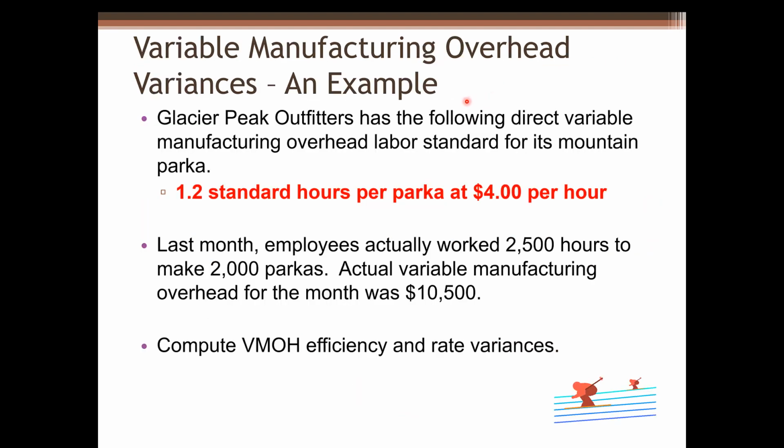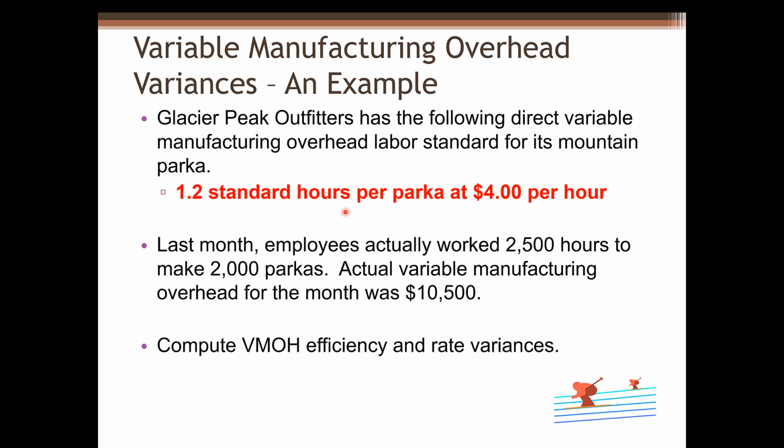Let's just take a look at example how to calculate variable manufacturing overhead variances. I'll just call it variable MO variances. Glacier Peak Outfitters has the following variable MO standard for its mountain parka: 1.2 standard hours per parka at $4 per hour. Last month, employees actually worked 2,500 hours to make 2,000 parkas. Actual variable MO for the month was $10,500. Compute variable MO efficiency and rate variances.